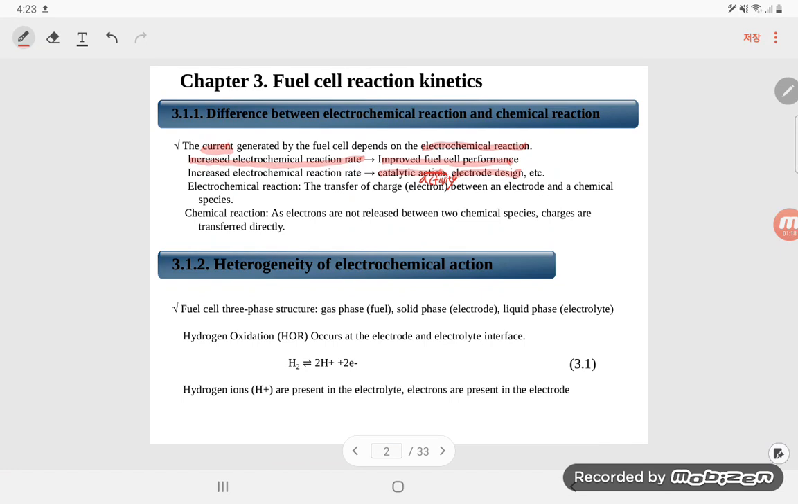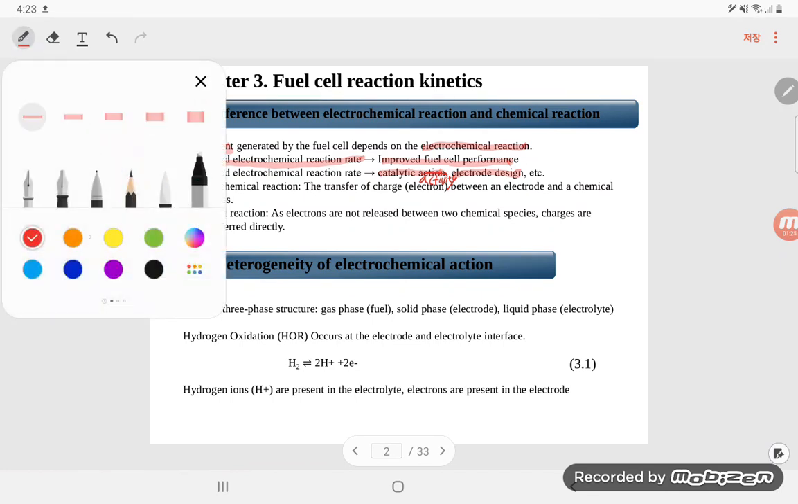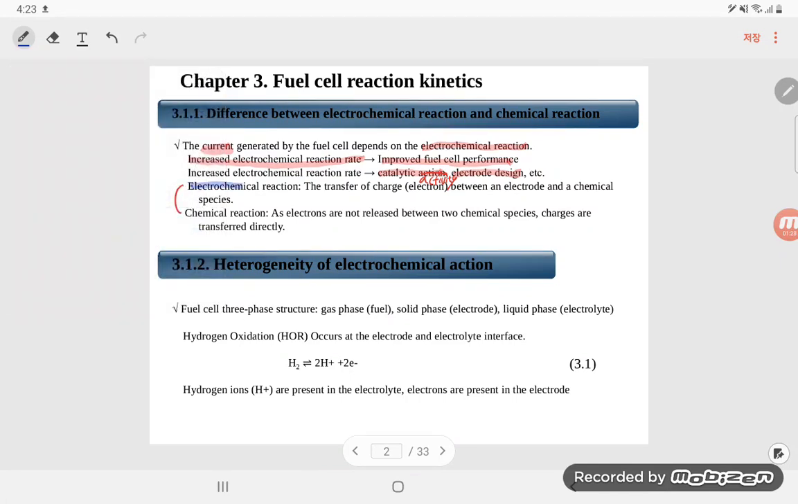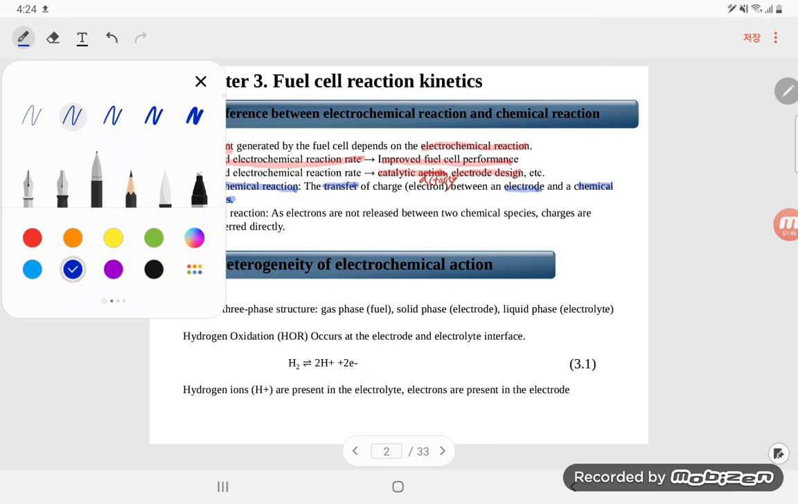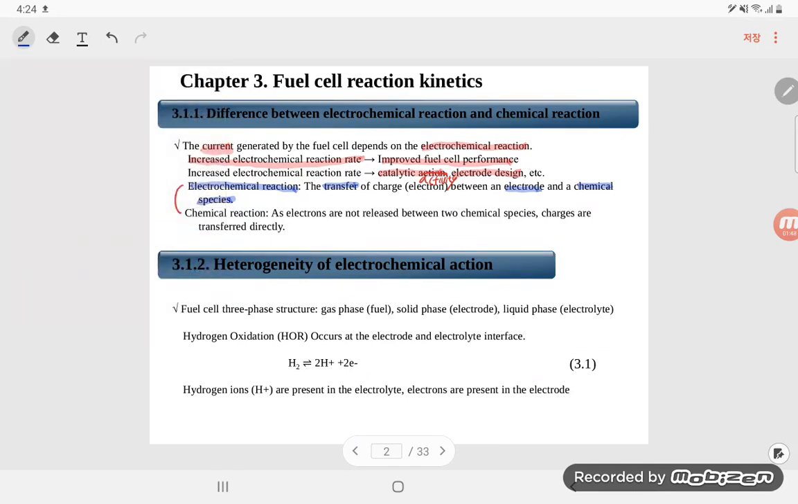So then what is the difference between the electrochemical reaction and chemical reaction? In the electrochemical reaction, there is a transfer of charge or electrons between an electrode and chemical species. Okay, the transfer occurs between the electrode and the chemical species. Let's draw this concept.